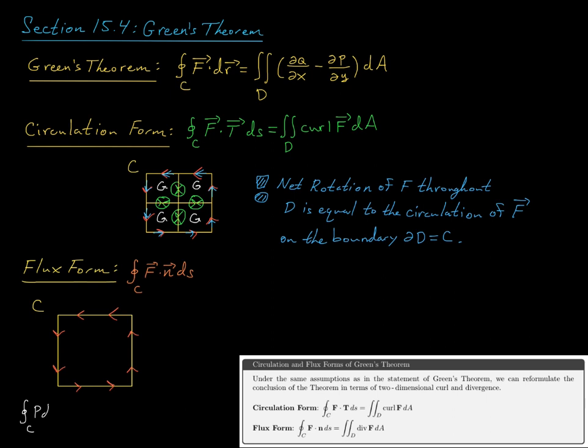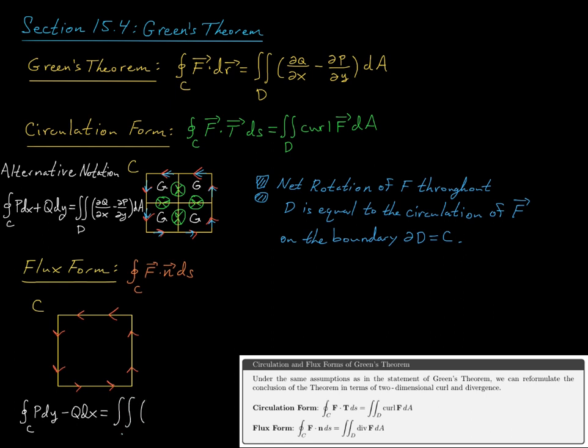This was p dy minus q dx. Okay, so what I want to do now is first, let's go back to the circulation form and remind ourselves what the circulation integral looks like in terms of the component functions. The reason why is that it's going to help us determine what the appropriate integrand should be for the double integral over here when we're thinking about this flux integral off to the left.